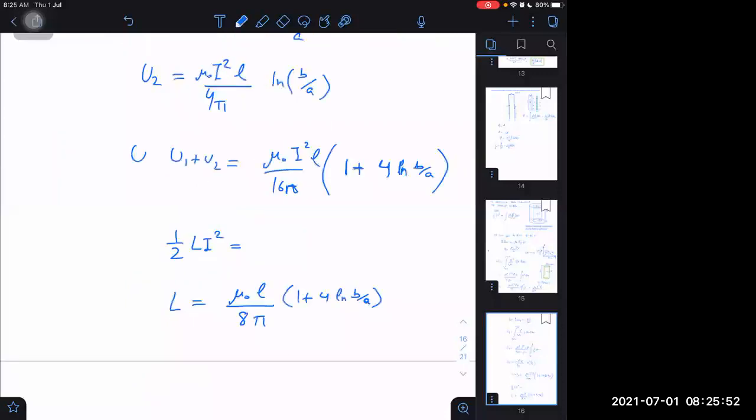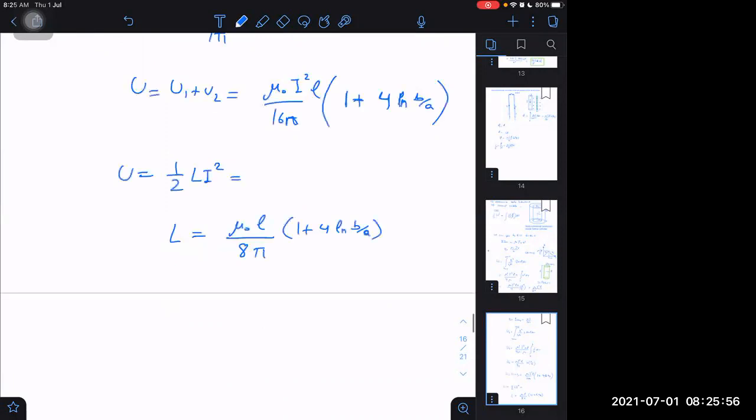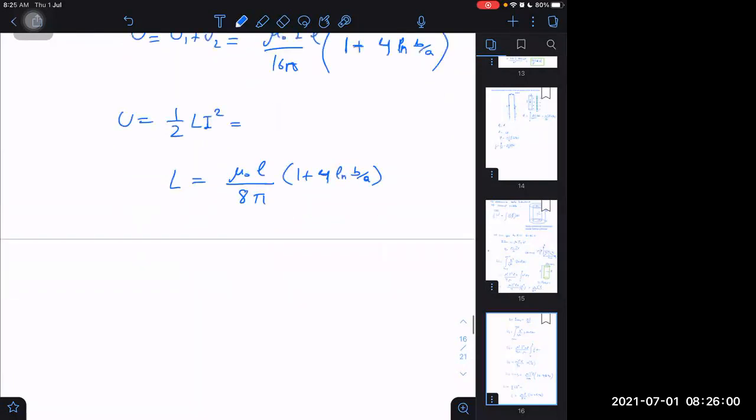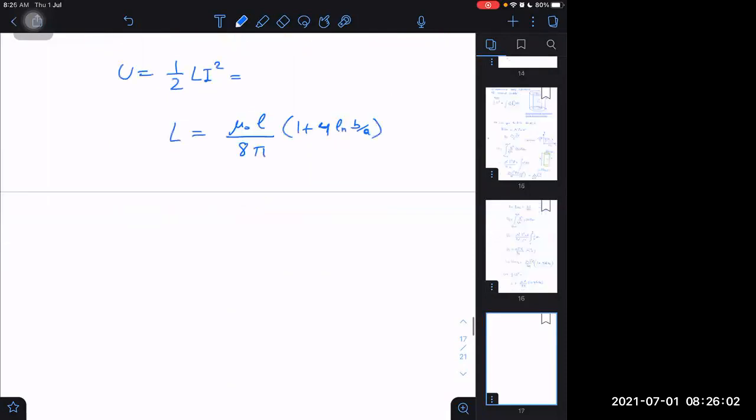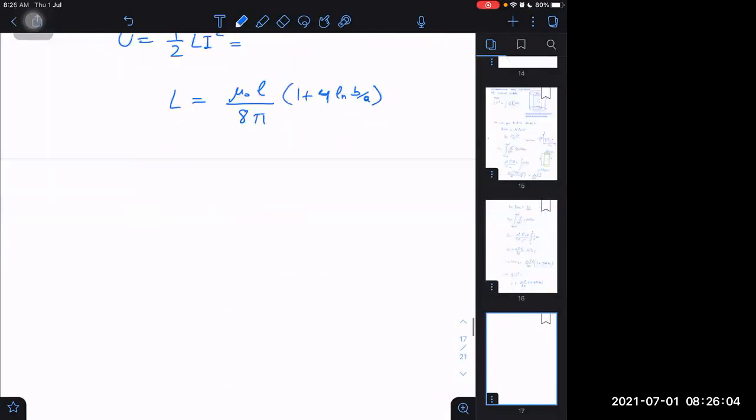This is net energy, but net energy is also equal to half L I square. So we are getting this self-inductance, right? Self-inductance per unit length I can determine whenever there is something long. Then usually we are not interested in that self-inductance, but we are usually interested in per unit length only. Mostly we do that only for long cases.